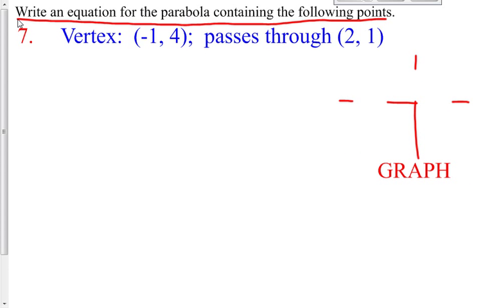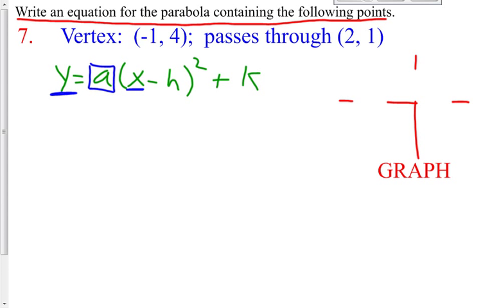Our equation for vertex form is y equals a times the quantity x minus h quantity squared plus k. Now our x and y in our answer are going to remain unknown because x and y represent an infinite number of ordered pairs. So what we want to find out is a, h, and k. Once we do all that, we are completely done.